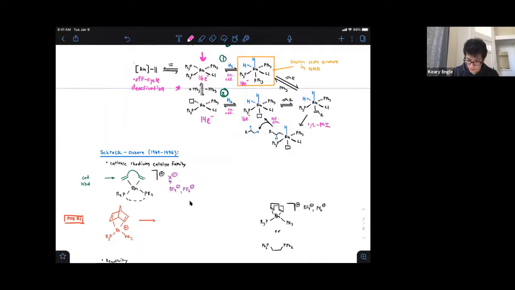So, from the 16 electron complex, you coordinate the alkene to make an 18 electron complex. Migratory insertion will then get you to a 16 electron complex. And then the reductive elimination step.